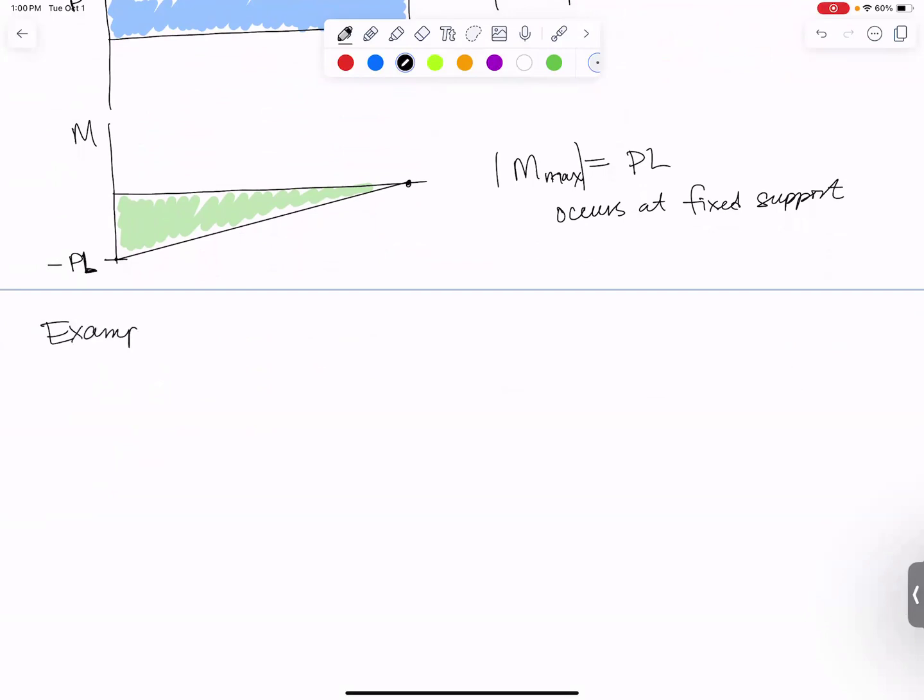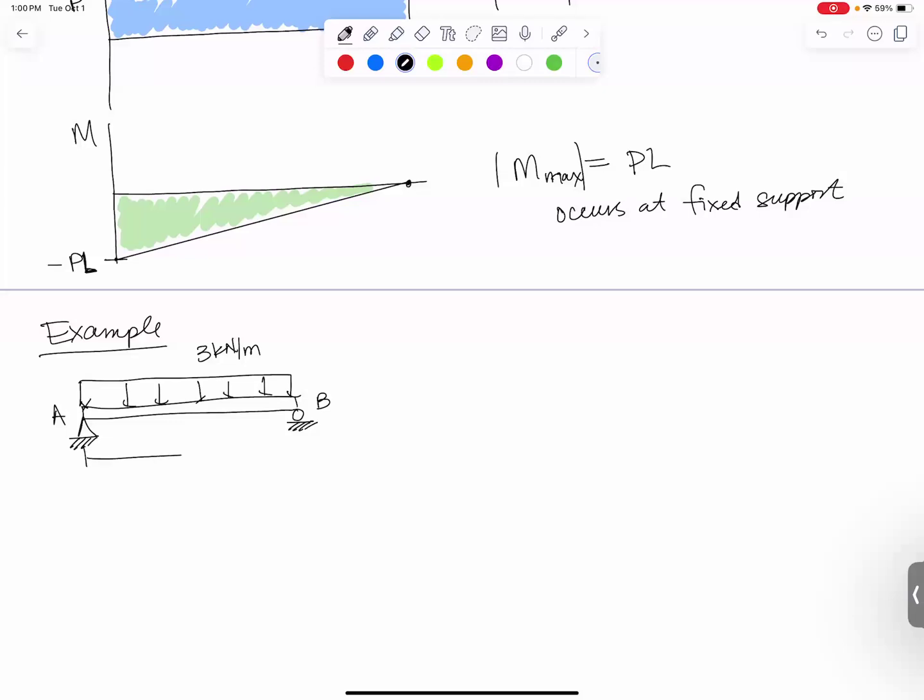Complete example with real numbers. So for my example, I have a simply supported beam. It's pinned on the left end, and it has a roller on the right end. We'll call the left end A, the right end B, and this has got a uniform distributed load over the entire length. That distributed load has a magnitude of 3 kilonewtons per meter, and the beam has a width of 4 meters. And we are going to say X starts on the left and goes right.